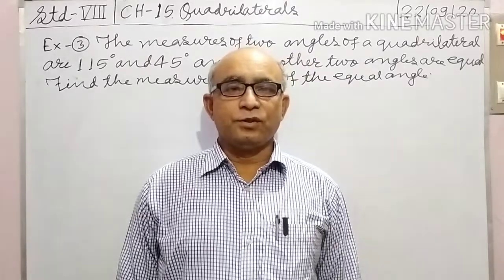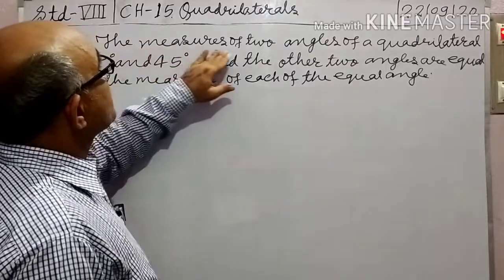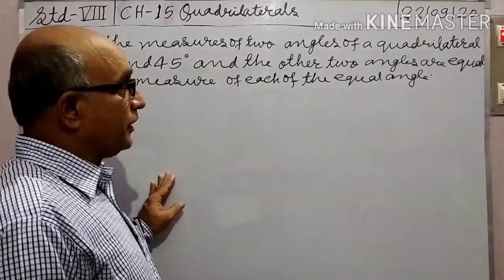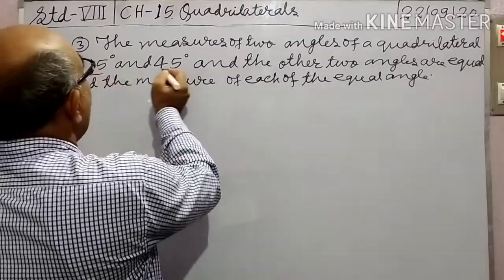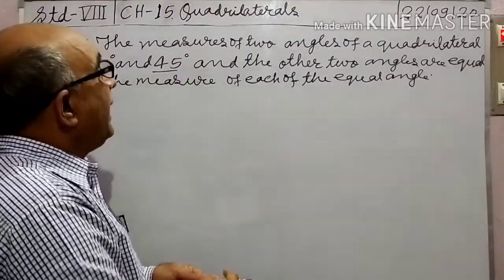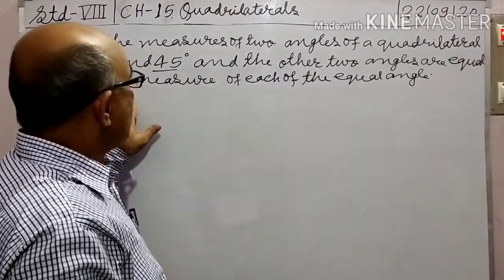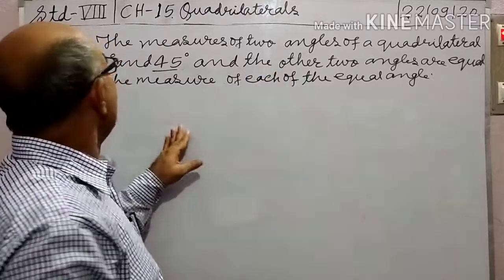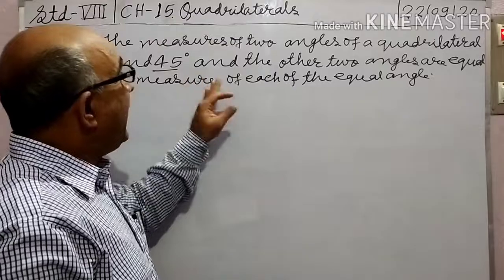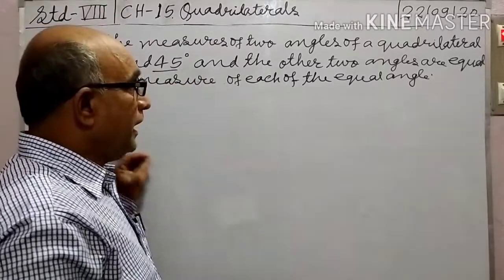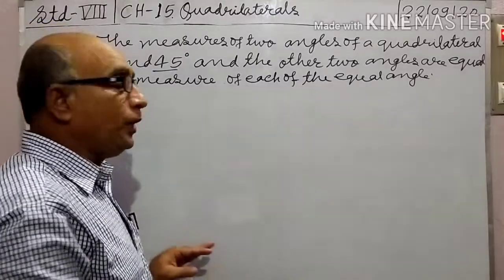Students, next question is example 3. In this question, the measures of two angles of a quadrilateral are 115 degrees and 45 degrees, and the other two angles are equal. Find the measure of each of the equal angles.